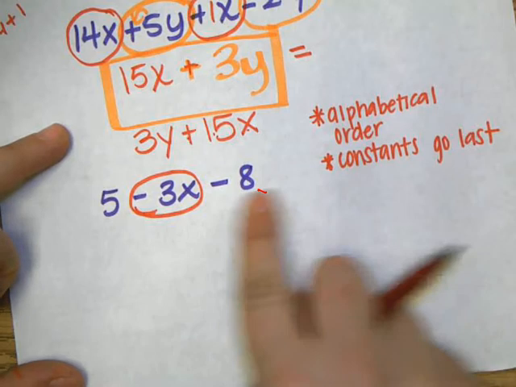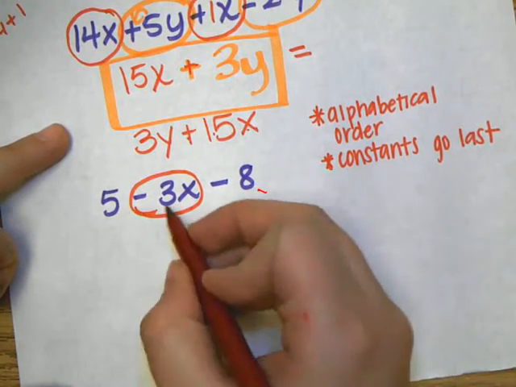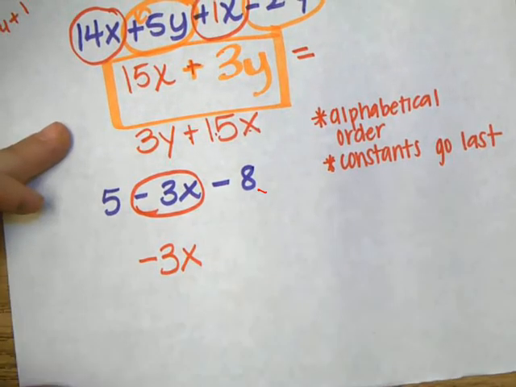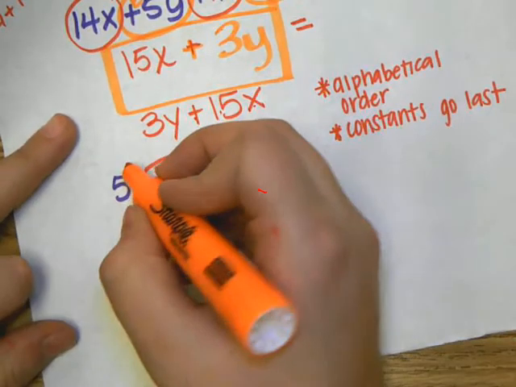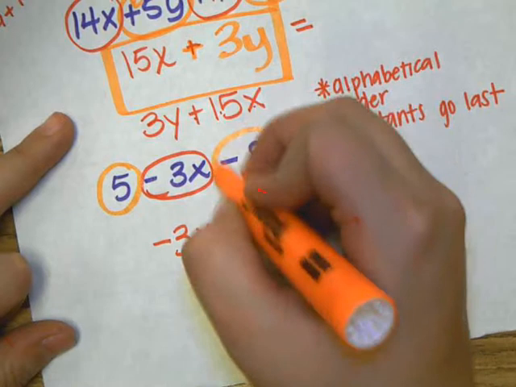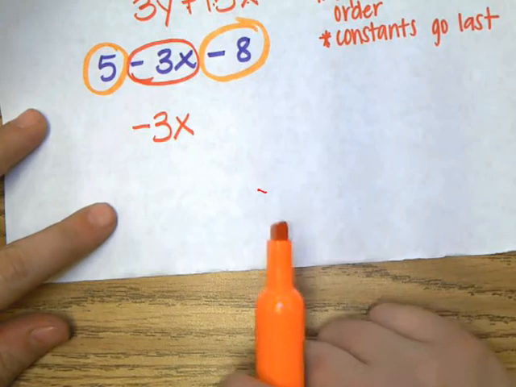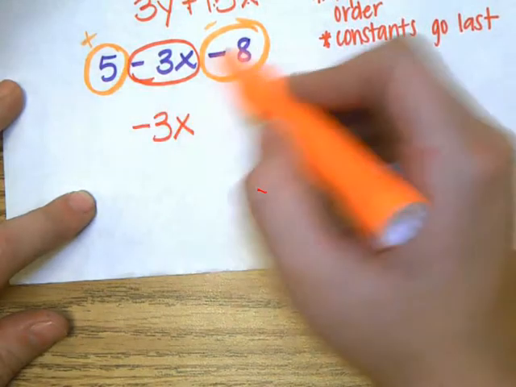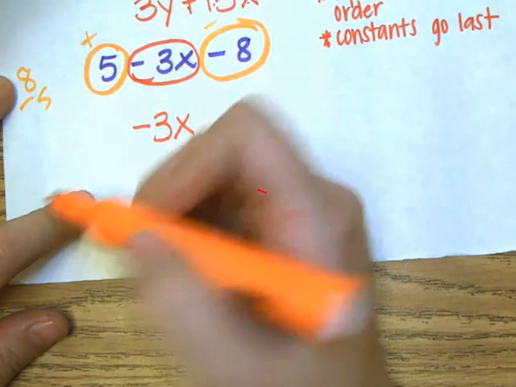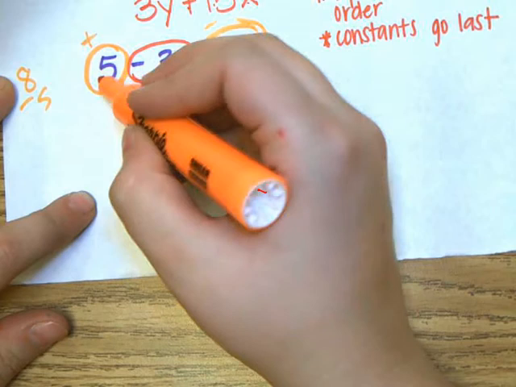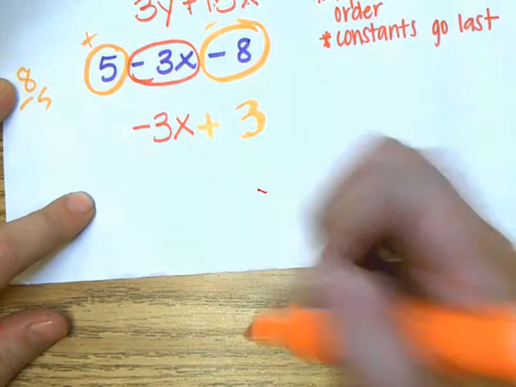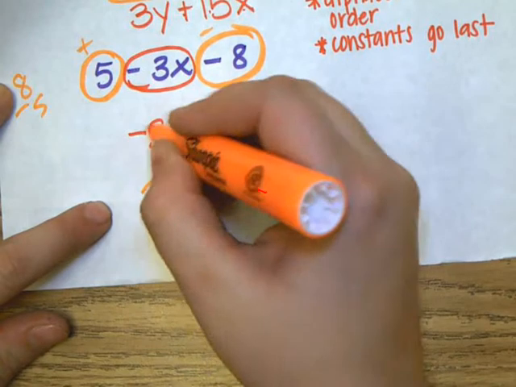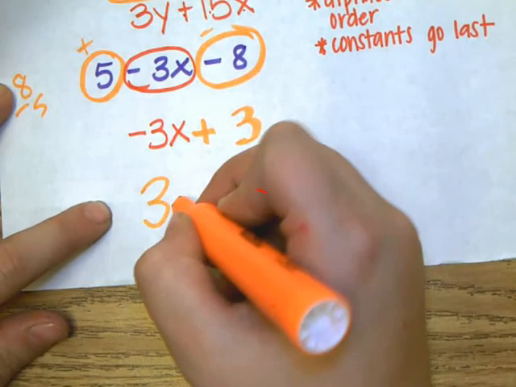So if we take a look here, and we start with the negative 3x, there's no other x term in this problem. So I'm going to just bring it down, and it's a negative 3x. And then I can combine the 5 with the negative 8, because they both don't have variables. This one's positive, this one's negative, so I'm going to subtract them. So 8 minus 5 is 3. 8 is bigger, so it's negative. And notice I put the constant at the end.